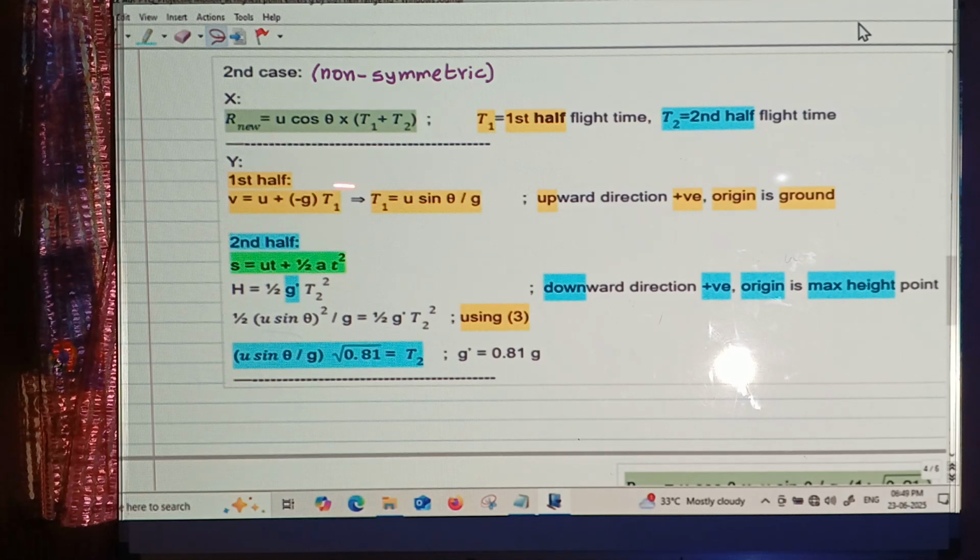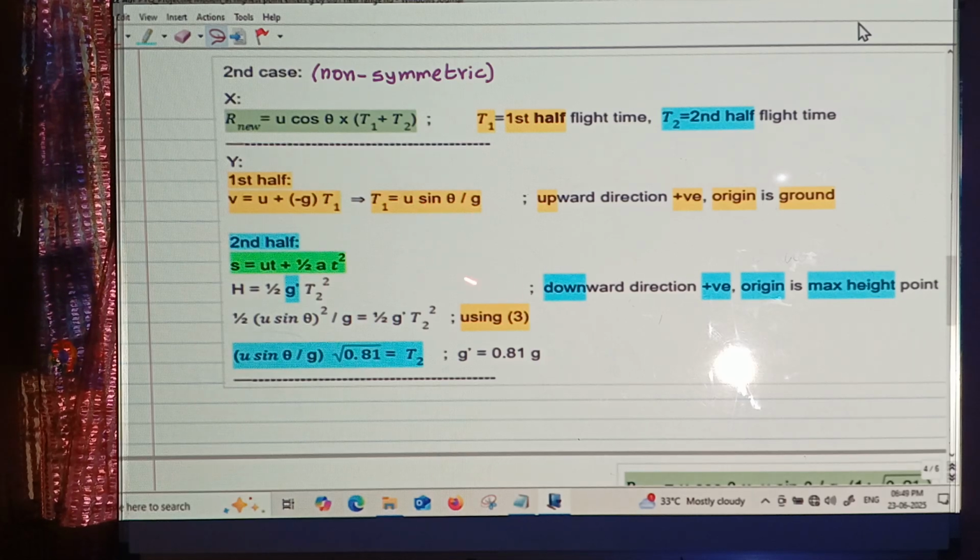So to get the first half flight time, v is equal to u plus at. And for the first half, the upward direction is positive, the y direction, and the origin is the ground. So with this convention, acceleration is minus g. From this you get T1, the flight time for the first half, is u sin theta by g.